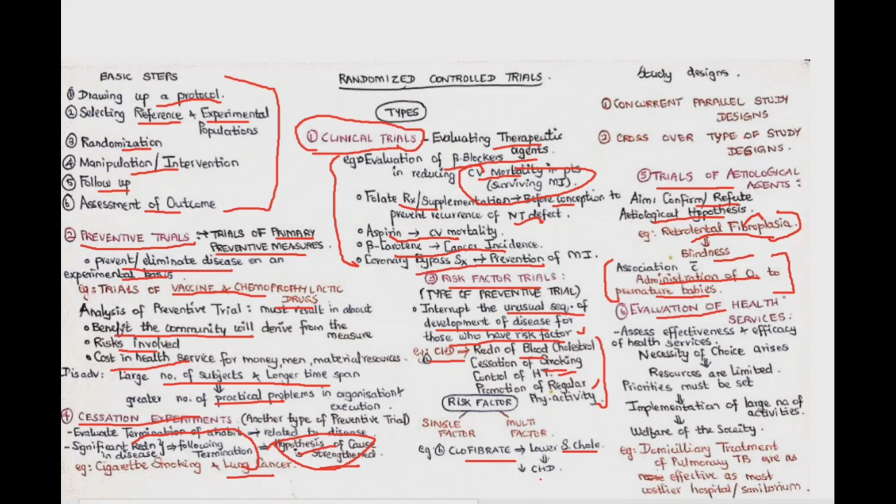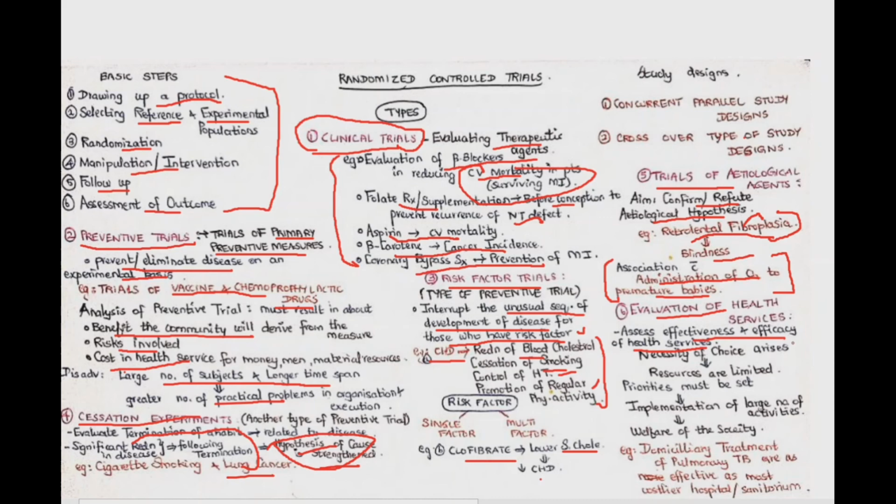Now, evaluation of health services. The latest one is health services. Health services play a major role in controlling many diseases. So evaluation of health services is done by making trials, to assess the effectiveness and efficacy of the health services. So in this trial we are assessing the effectiveness and efficacy of health services.